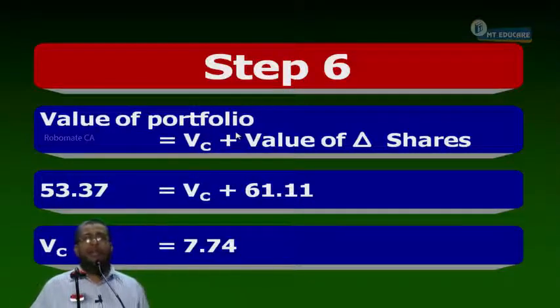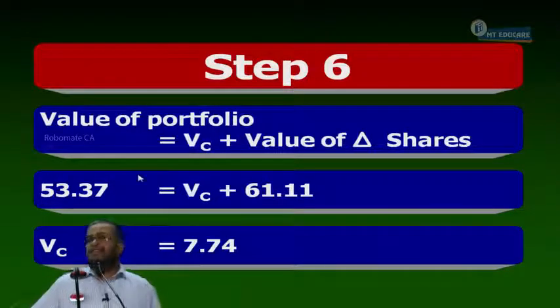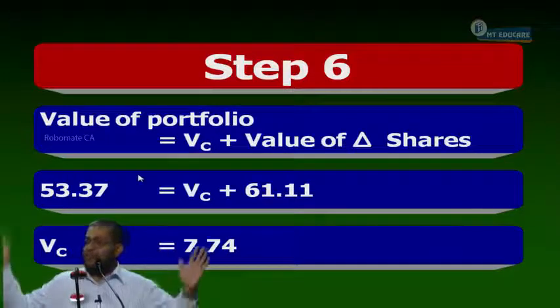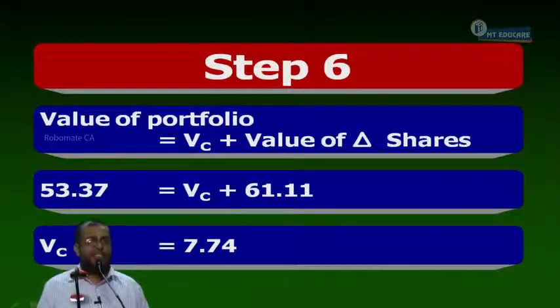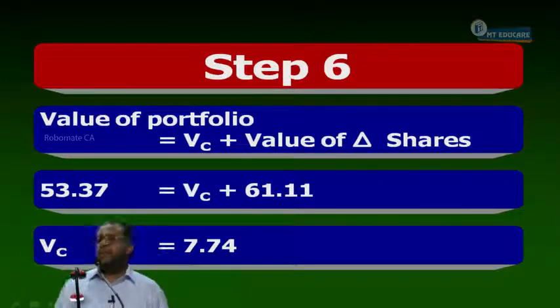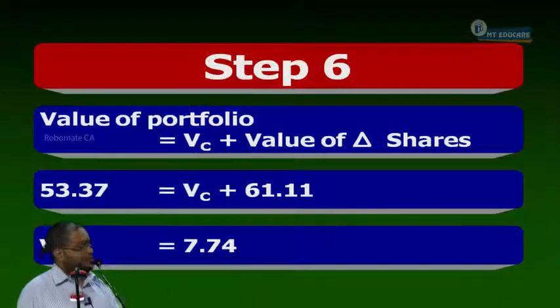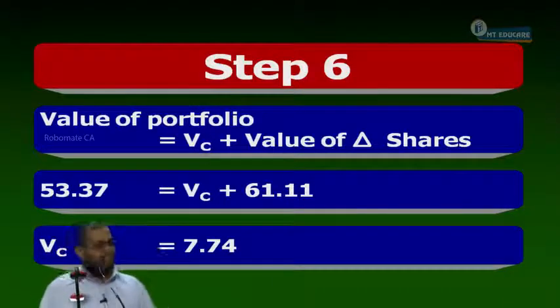I can understand that you are all somewhat confused. So it is not 7.74. It is what? Minus 7.74. I'll speak about the minus later. Everybody following or not? So just call it 7.74. What is the value of the call option? 7.74. And up to these binomial model steps, does everybody have clarity or not? Now, we can also find out the value of the put option using what equation?